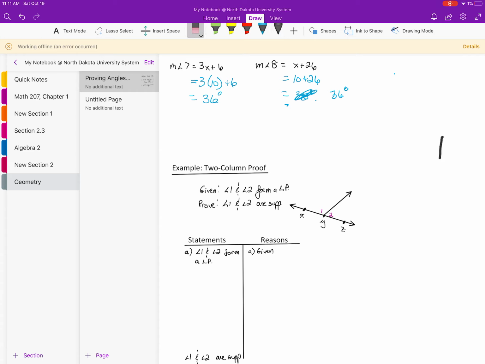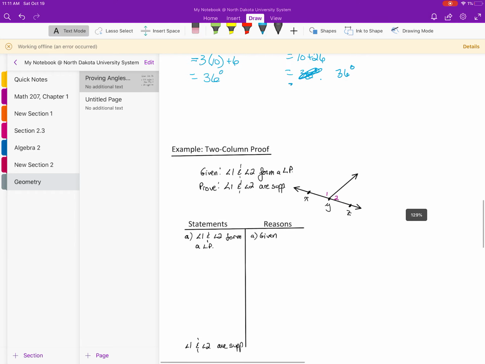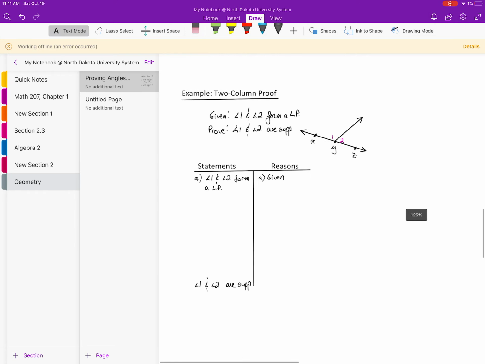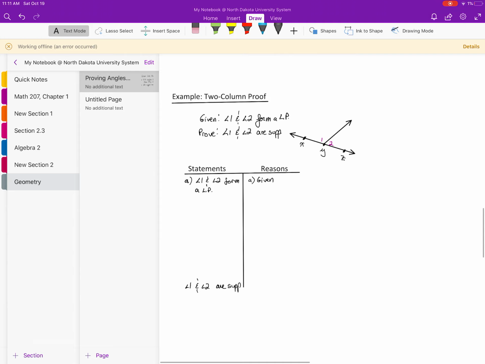Okay, so now we're going to do a 2-column proof. Given that angle 1 and angle 2 in the drawing form a linear pair, we want to prove that they're supplementary. All right, so how are we going to do that?